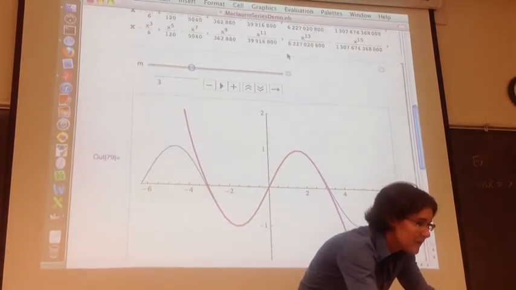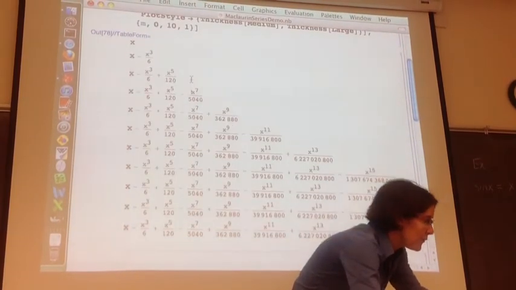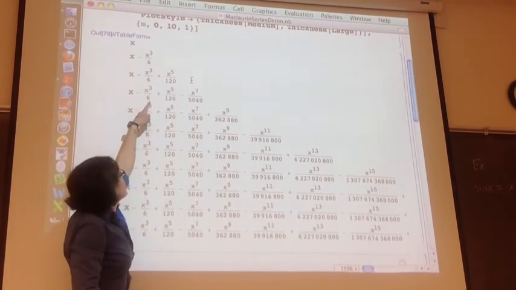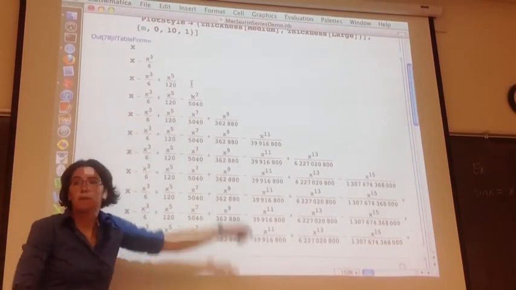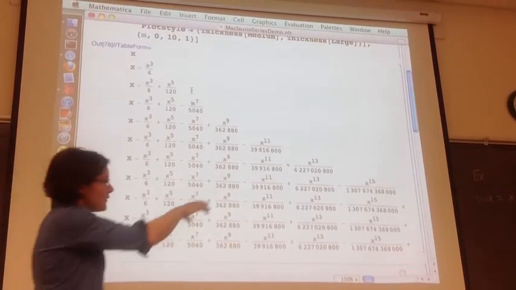So when I have 3 terms, I've got, oops, I can't just highlight that part. I've got x minus x cubed over 6 plus x to the 5th over 120. And so here I'm using these polynomials to approximate sine x.